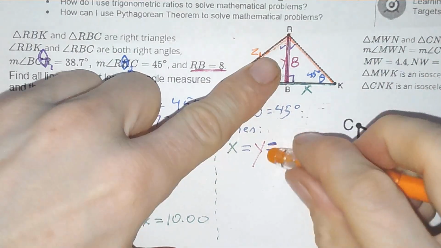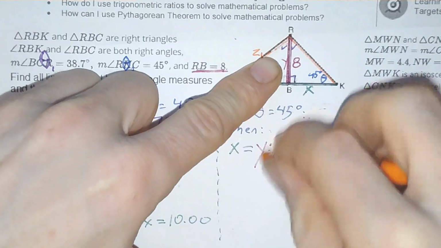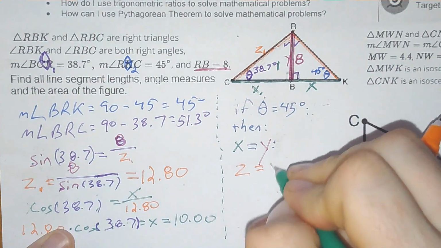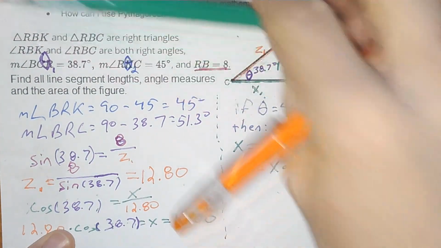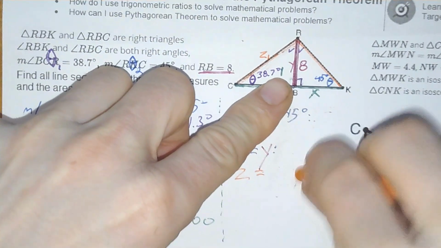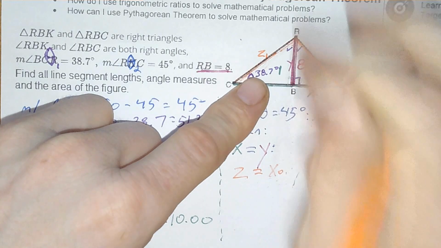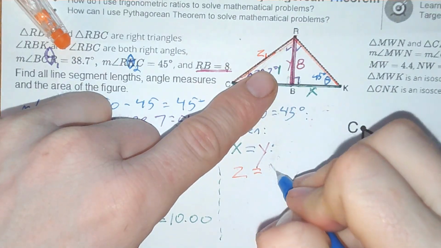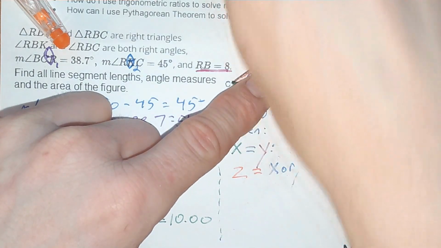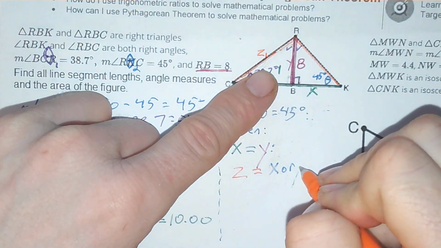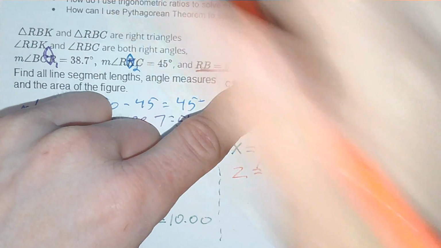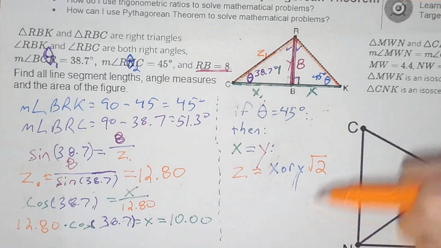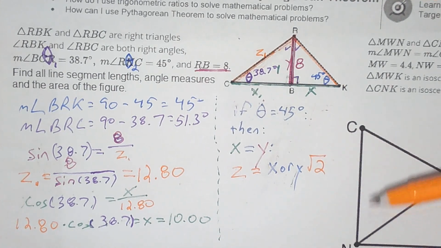Right, I'll probably do the x equals y, and then z equals, I'll just say x or y, I'll do it in blue. x or y because they're the same, right, times the square root of 2, right? So that's, remember, that's the rules from a couple days ago, right?